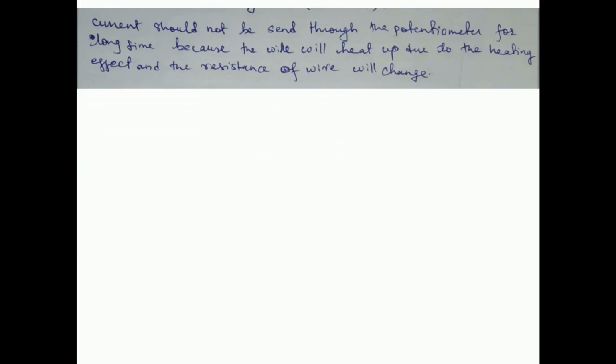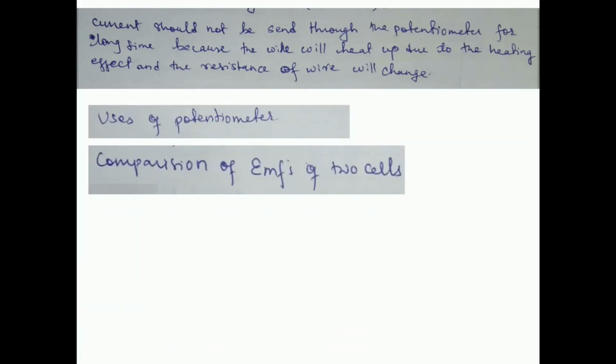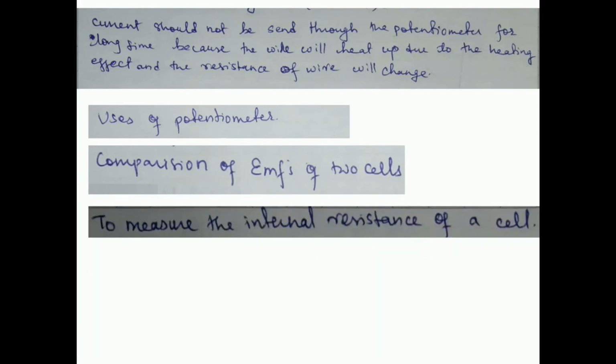And we should not send current through the potentiometer for a long time. As we all know, due to the heating effect, the wires will heat up and it will change the resistance, so we should not pass the current for a long time. And the uses of the potentiometer are, we can use it to compare the EMF of two cells, and we can measure the internal resistance of a cell.